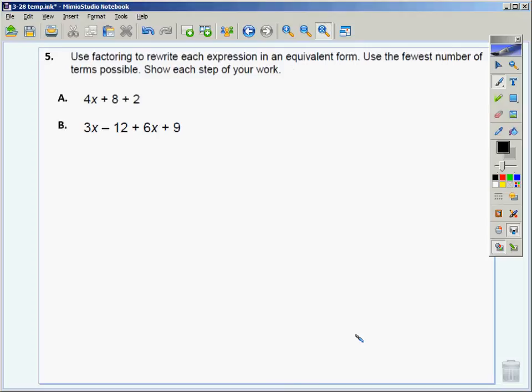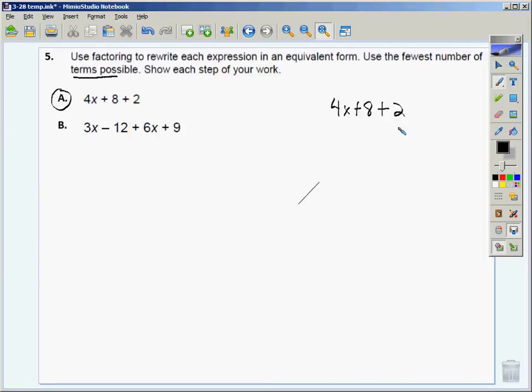Use factoring to rewrite each expression in equivalent form. Use the fewest number of terms possible. Now, it's important that you understand what terms means. How many terms are here in this particular problem, part A? Does anybody know? There are 3. Anything that's separated with addition and subtraction. There's 3 currently. The first thing that you should do when you're factoring is you should simplify if it will.